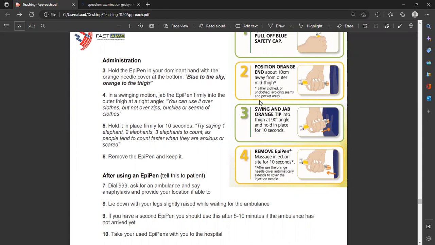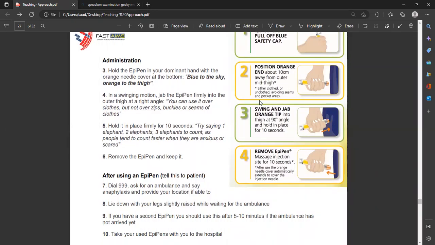It can be given through clothes as well. And start counting: 1 elephant, 2 elephant, 3 elephant, up to 10 seconds, so that the maximum amount of adrenaline is injected. After 10 seconds, you have to remove it and the needle itself goes away.